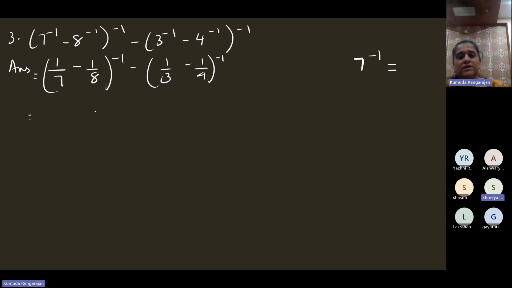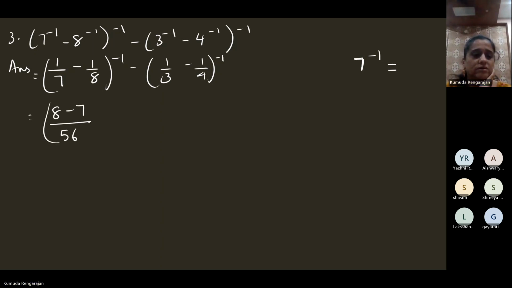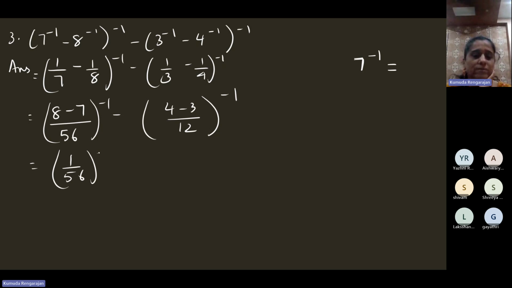You can disable your mic because I think there's some noise from your background. So here you'll have to take the LCM, children. 7 8s are 56 is the LCM. So 8 minus 7, the whole power minus 1, minus 12 is the LCM. So 4 minus 3, the whole power minus 1. So we have 1 by 56, the whole power minus 1, minus 1 by 12, the whole power minus 1.